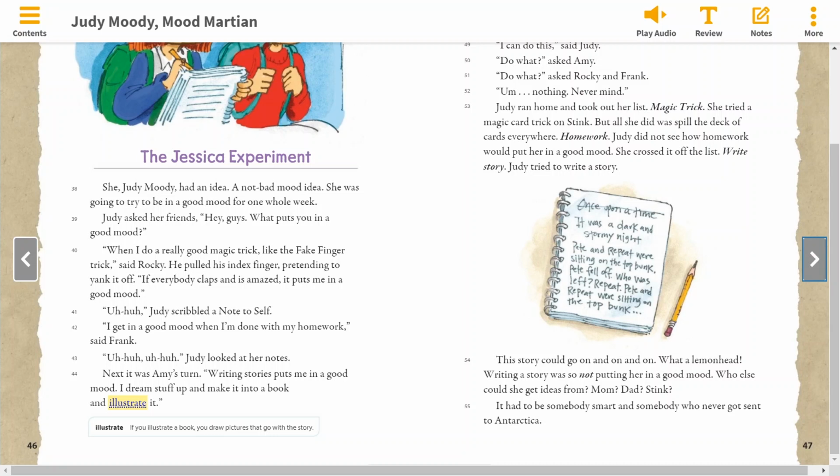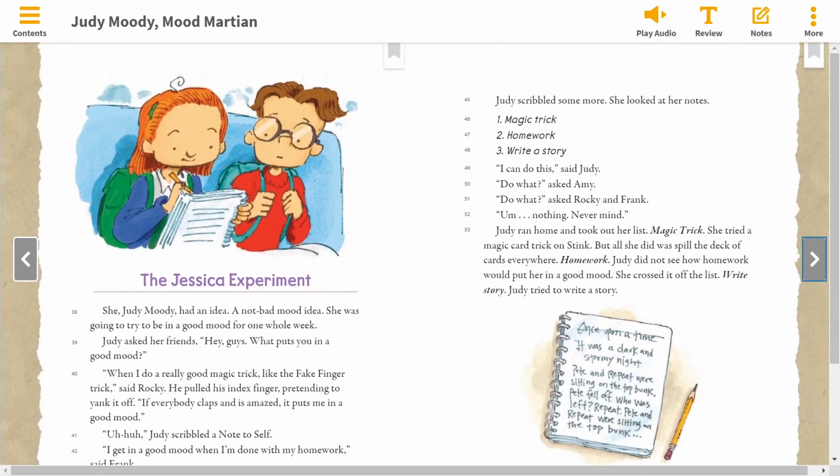Next time, it was Amy's turn. "Writing stories puts me in a good mood. I dream stuff up and make it into a book and illustrate it." Illustrate. If you illustrate a book, you draw pictures that go with the story. Judy scribbled some more. She looked at her notes.